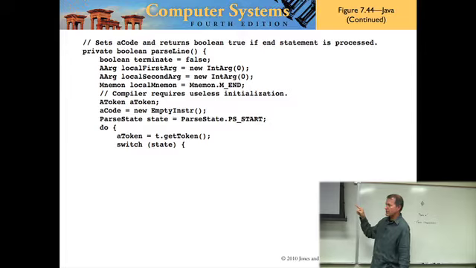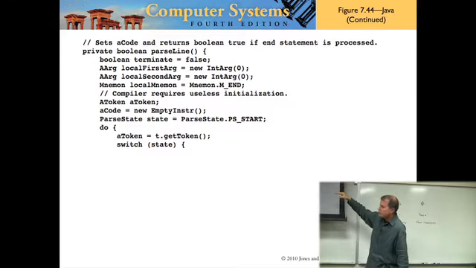Now remember what parseline does. It assumes that we have a stream of tokens coming in, right? So what do we have? We have some local variables. Boolean terminate gets false. With me? Abstract arg, and this is a local first arg. And we have another arg, and that's a local second arg. And here we have a mnemon, which is a local mnemon.